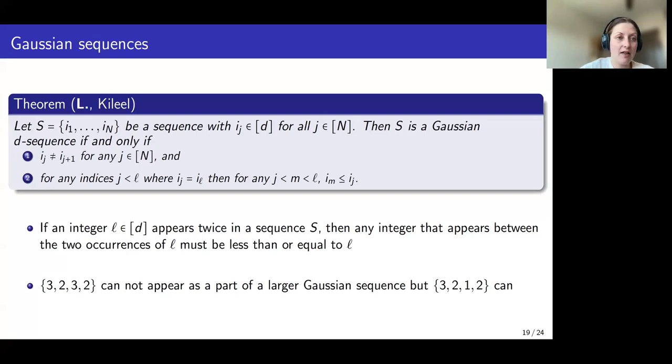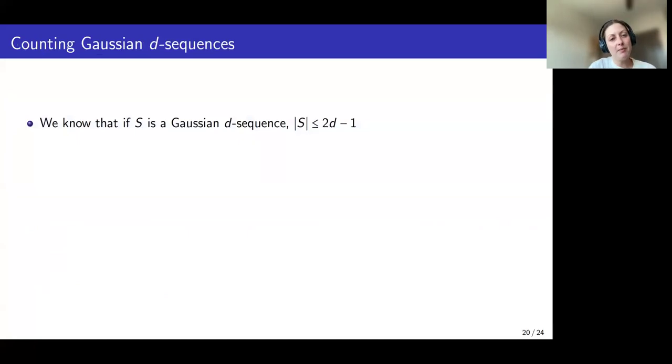Okay. And so this kind of gives us a classification, if you will, of the different types of sequences that we can get. But then, the next question is, well, okay, so how many of these are there? And so in particular, we know from our results on the number of connected components that if S is a Gaussian D sequence, then the size of it must be less than or equal to 2D minus 1, right? Because each number in our sequence corresponds to one connected component. And we showed that there's at most 2D minus 1 connected components for a Gaussian Voronoi diagram in one dimension.